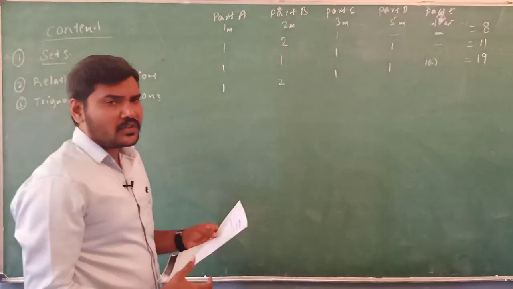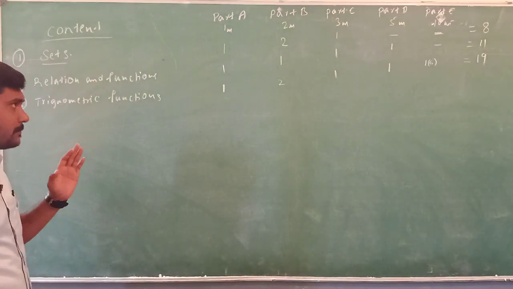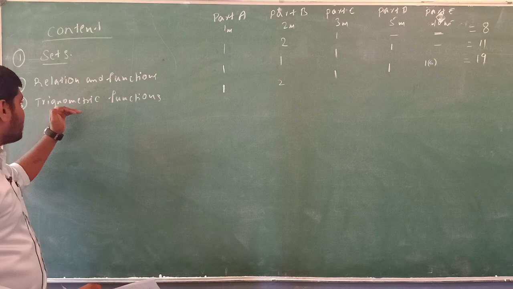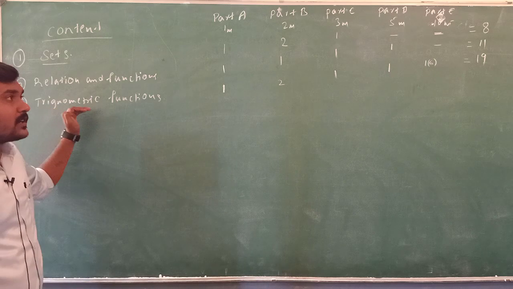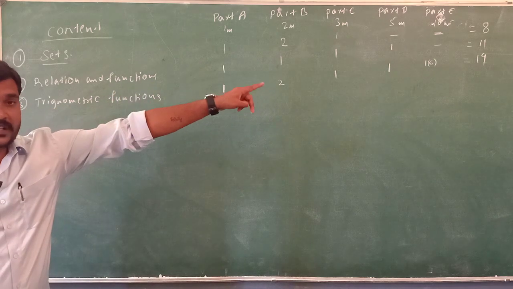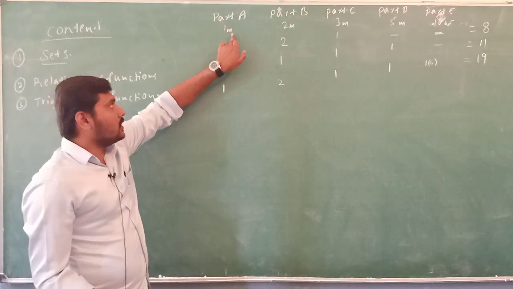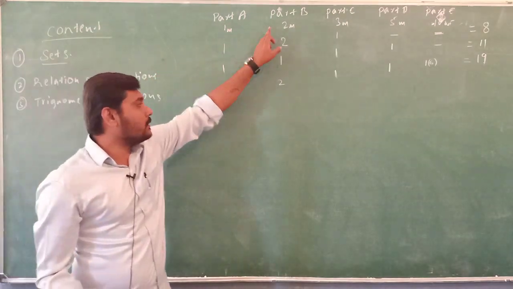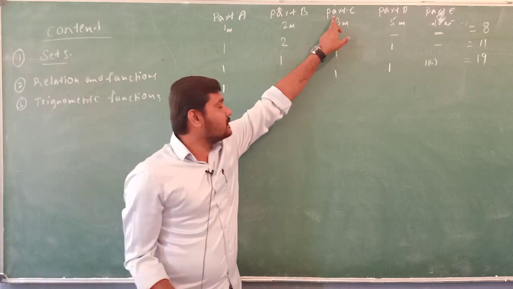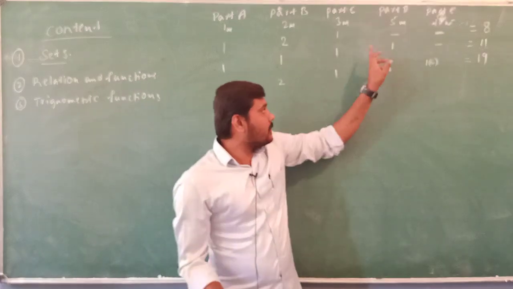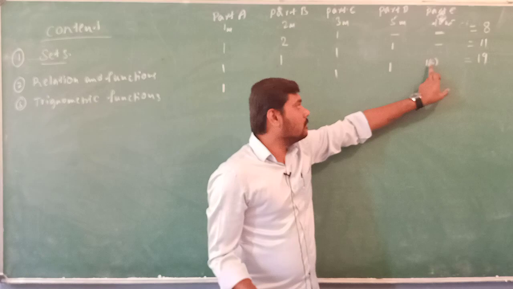One of the most important chapters in your syllabus is trigonometric function, because it is allotted 19 marks in your question paper. Means in part A we have only 1 mark. Again in part B we have 2 questions. In part C we have 1 question. In part D we have 1 question. In part E we have 1 question.